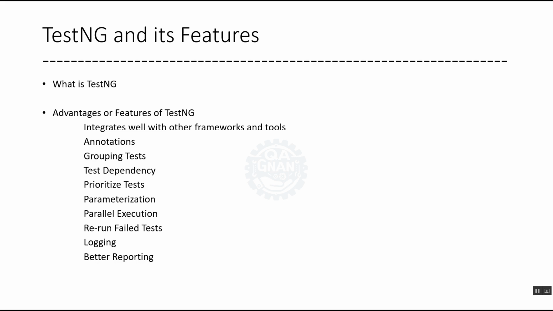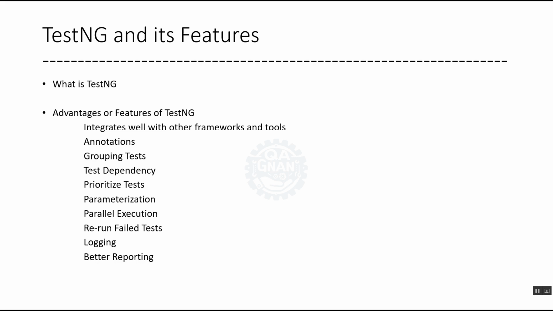Grouping tests. TestNG allows us to organize tests into groups. This feature is particularly useful for running a subset of tests or categorizing them into different functional areas. Like we can group a set of test cases or test methods as smoke tests, a set of test methods as regression tests, a set of test methods as functional tests, etc.